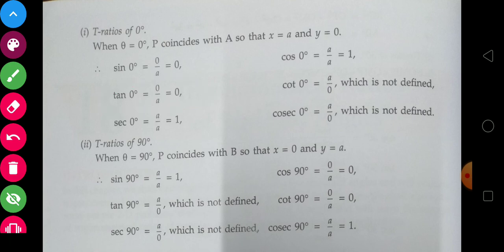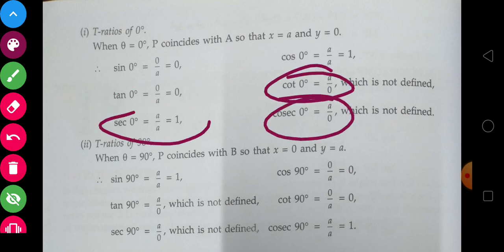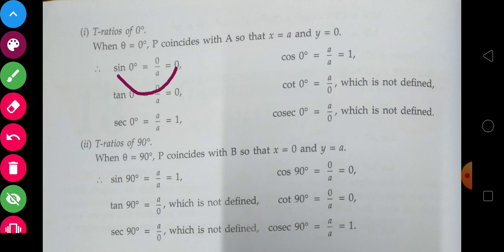Similarly, you are going to substitute and get all the values. So sine 0 is 0, tan 0 is 0, sec 0 is 1, cos 0 is 1. Here in the denominator we get 0, and if we get 0 in the denominator, that fraction is not defined. So cot 0 is not defined, as well as cosec 0 is not defined, and all the other ratios at the angle 0 will have some value, either 0 or 1.